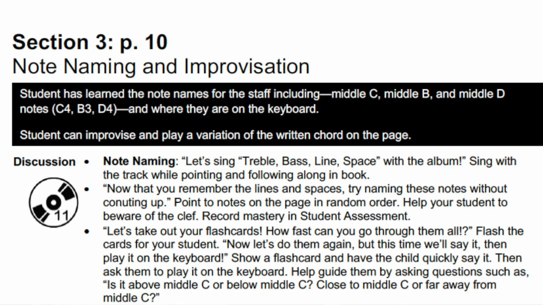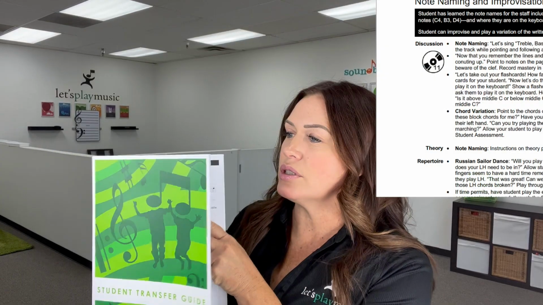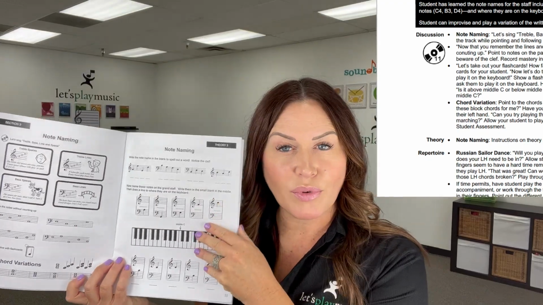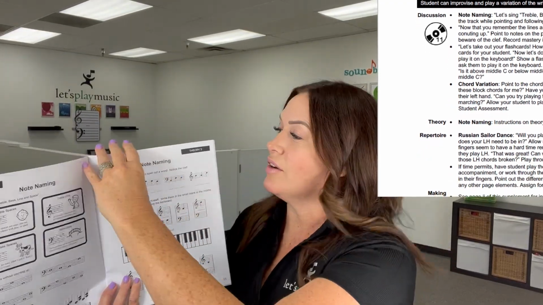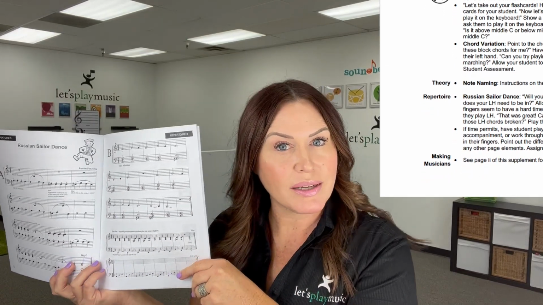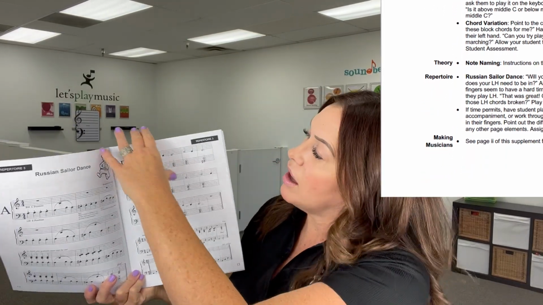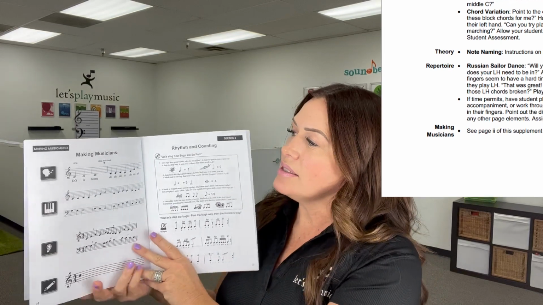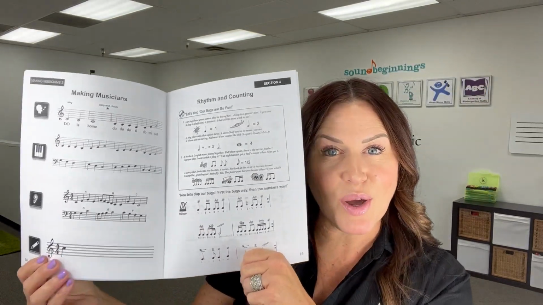Each of the sections in our Student Transfer Guide usually starts with some sort of review, followed by a theory assignment, and then there'll usually be a repertoire piece to help reinforce the concept of that section. And then sometimes we will even have something known as making musicians.